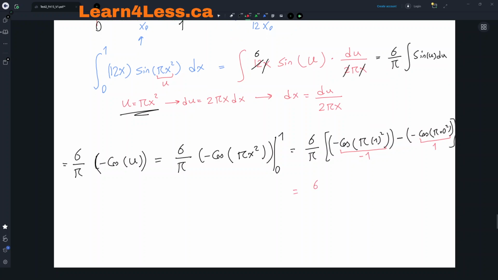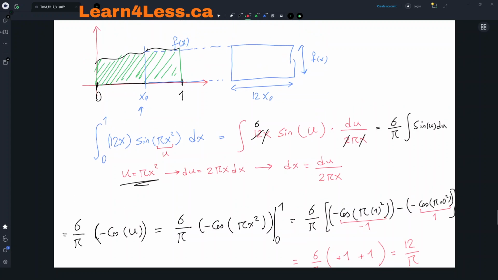So now we have 6 over pi times, there's a negative 1, which makes it positive 1, minus negative 1, which is basically plus 1. So now overall we have 2 here and times 6 over pi, which is 12 over pi. This would be the final answer, which is the volume of this solid.